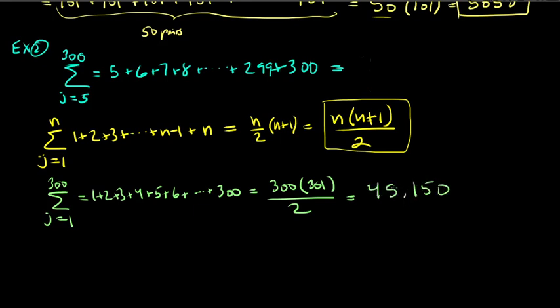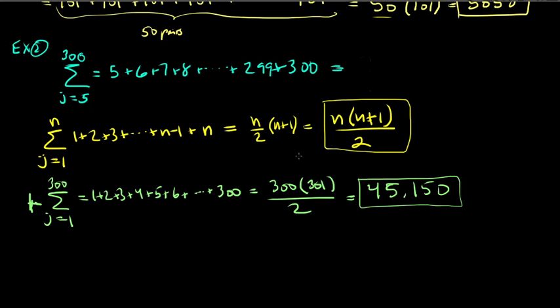45,150. That's a 5, right? Pretty big number, right? Okay. So again, that's using this formula. However, that wasn't the question, was it? So okay, this is not the answer. This is the answer to this problem here. Originally, we wanted to start at 5, right? Not at 1.